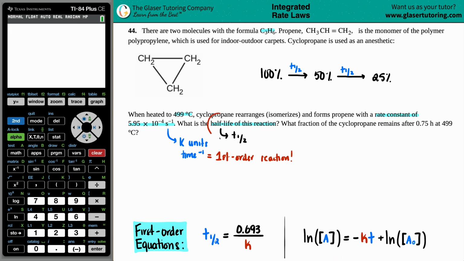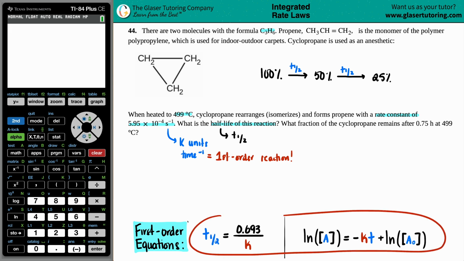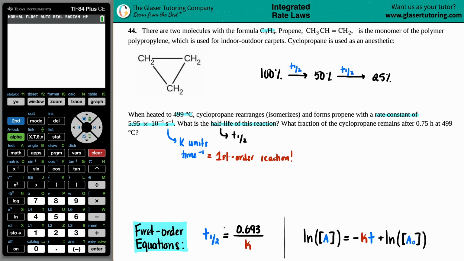In this case, they just want us to find out the half-life. Out of the 2 equations, there's only one that deals with the half-life, and that's this one. A half-life for 1st-order is always equal to 0.693 divided by K. And in this case, we know what the rate constant is, that's the K value. So all we have to do is plug it in. My half-life would be equal to 0.693 divided by my rate constant, which is 5.95 times 10 to the negative fourth.